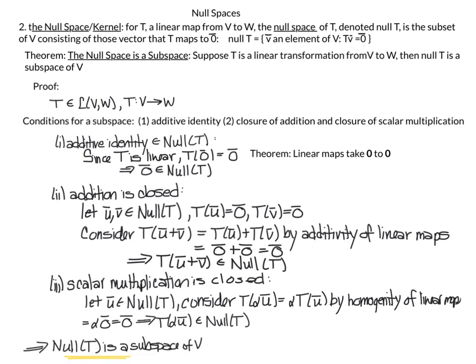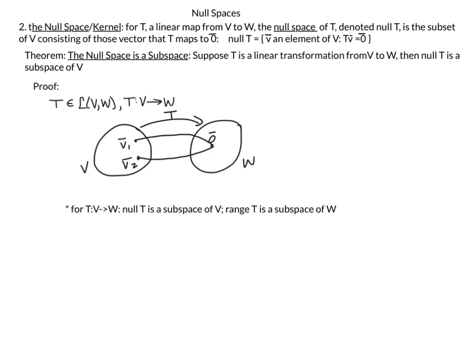And we have met our three conditions: additive identity, addition is closed, scalar multiplication is closed, to show that the null space of T is a subspace of V. And I'm going to urge you again not to get lost. You want to remember that the null space consists of vectors from the space V that get mapped to the 0 vector in W. So again, the null space of T is a subspace of V. When you talk about the null space, you're talking about vectors in V.